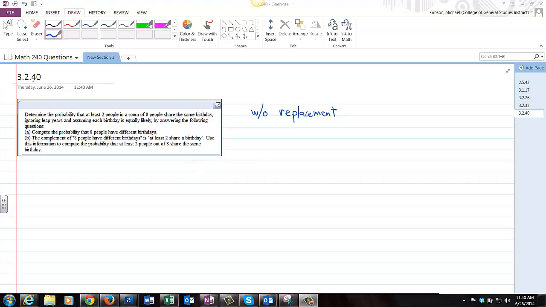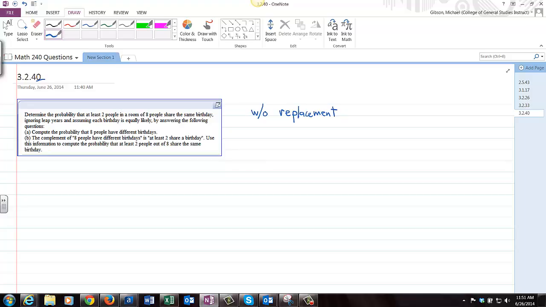Chapter 3, Section 2, Question 40, more or less 40 anyway. Determine the probability that at least 2 people in a room of 8 people share the same birthday, ignoring leap years and assuming each birthday is equally likely, by answering the following questions. A. Compute the probability that 8 people have different birthdays. B. The complement of 8 people have different birthdays is at least 2 share a birthday.